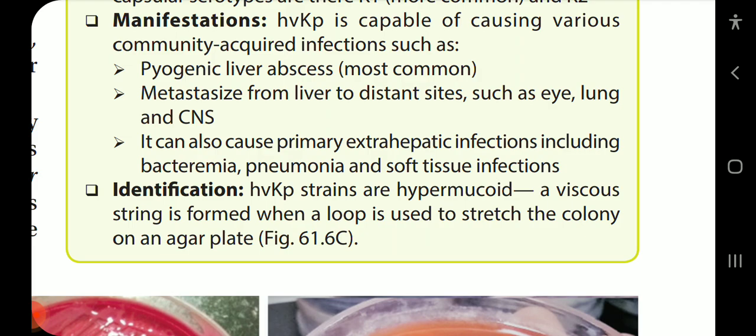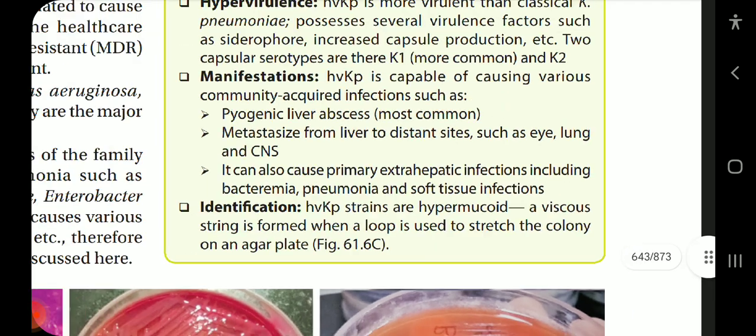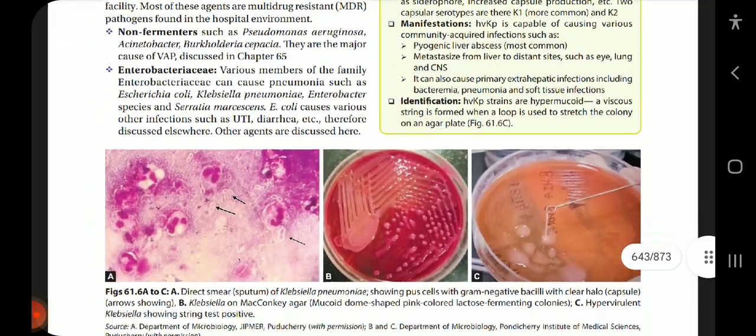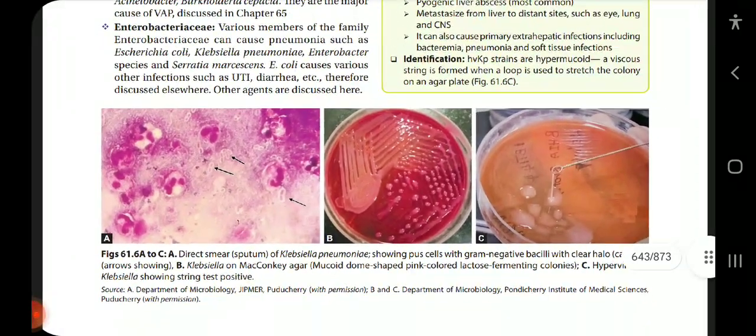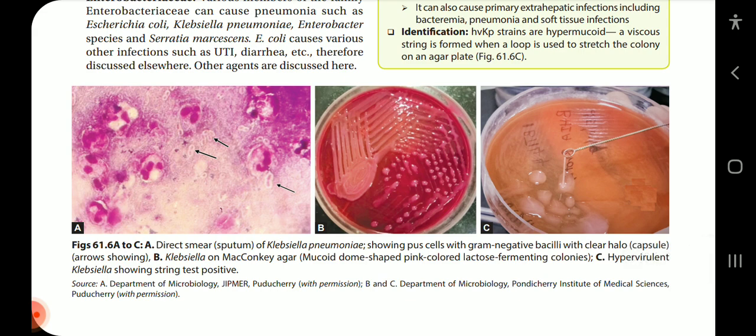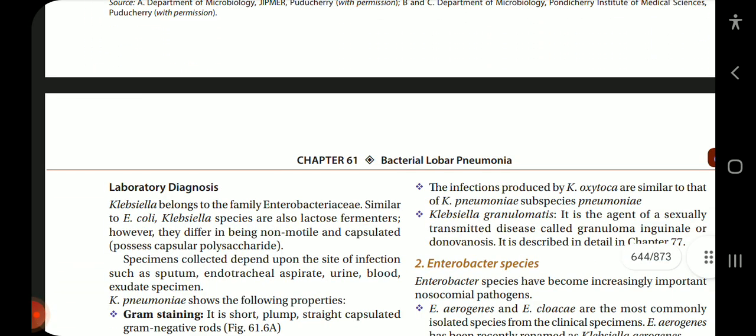HVKP strains are hypermucoid. A viscous string is formed when a loop is used to stretch the colonies on an agar plate. This is the identification of the Klebsiella. A direct smear of sputum of Klebsiella pneumoniae is shown in figure A, showing pus cells with gram-negative bacilli with a clear halo because of the capsule. Klebsiella on MacConkey agar is shown in figure B. Mucoid, dome-shaped, pink-colored lactose-fermenting colonies are seen. And hypervirulent Klebsiella showing the string test positive is shown in figure C.